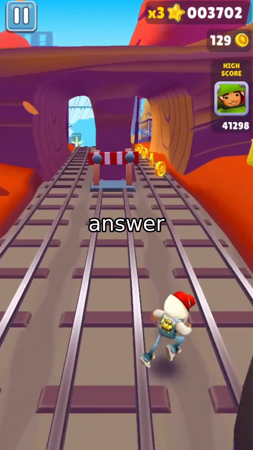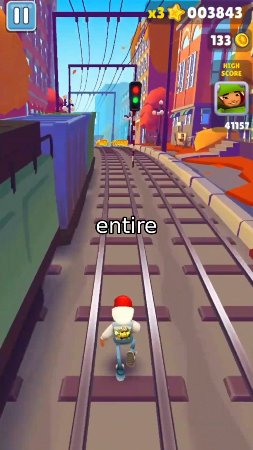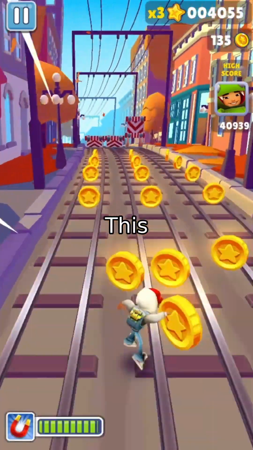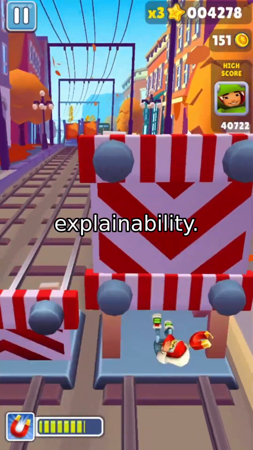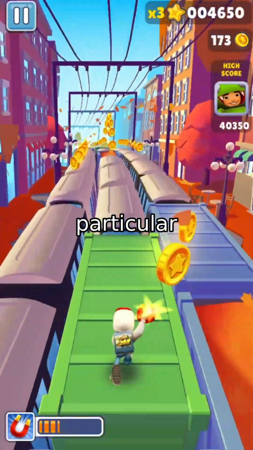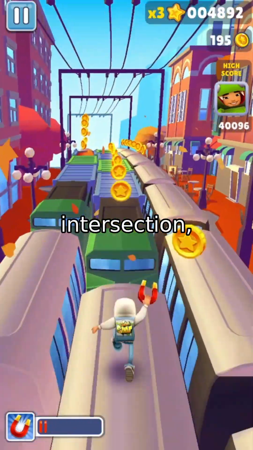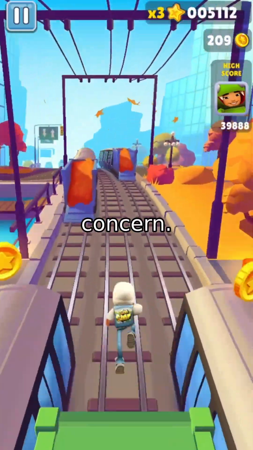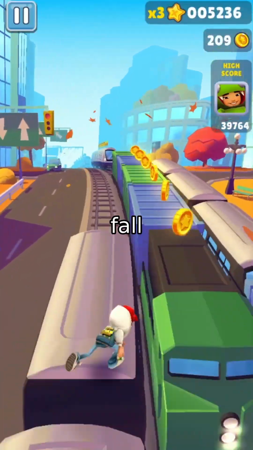What we really need is an answer to a deeper question. Why did the agent follow this entire path and not another? This is the core challenge of trajectory-level explainability. In safety-critical domains, knowing why a self-driving car took a particular route, rather than just why it braked at an intersection, can mean the difference between confidence and concern. Yet existing approaches fall short.